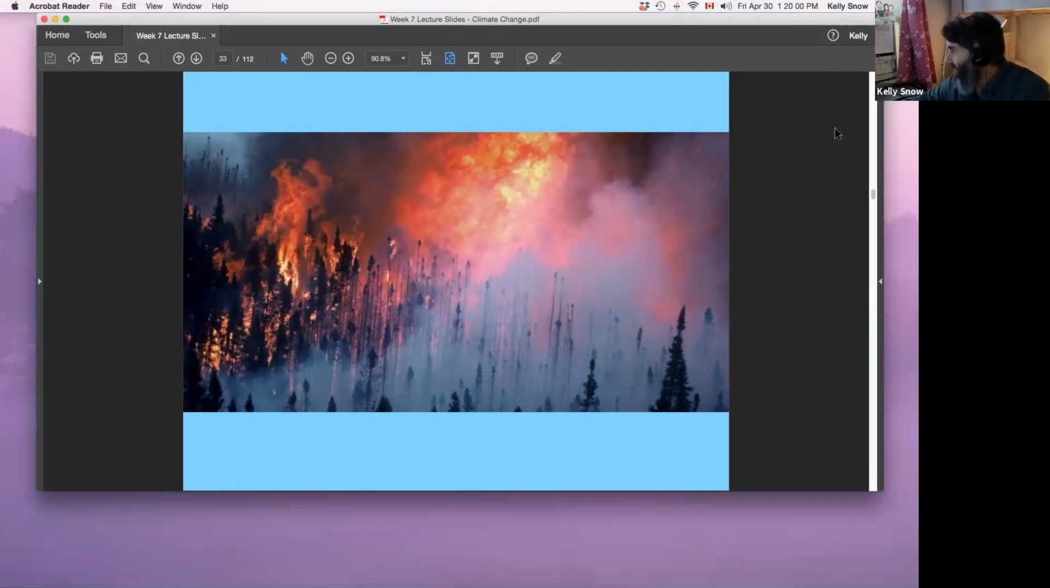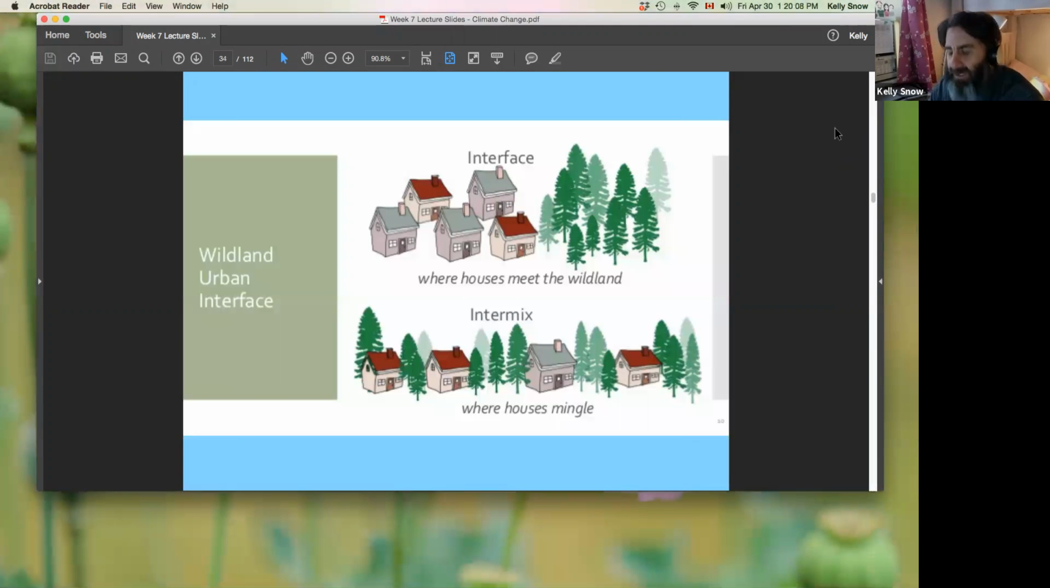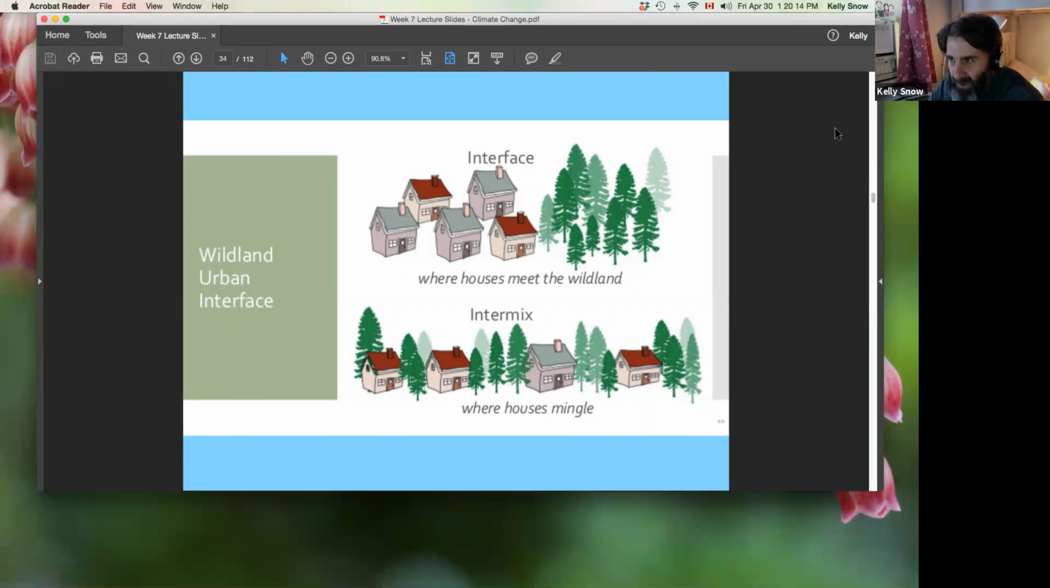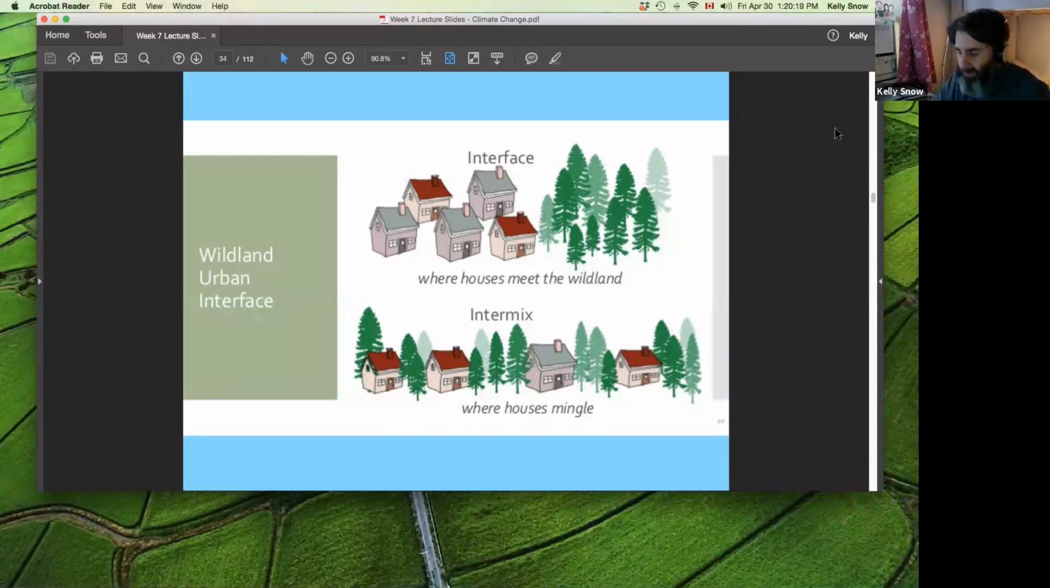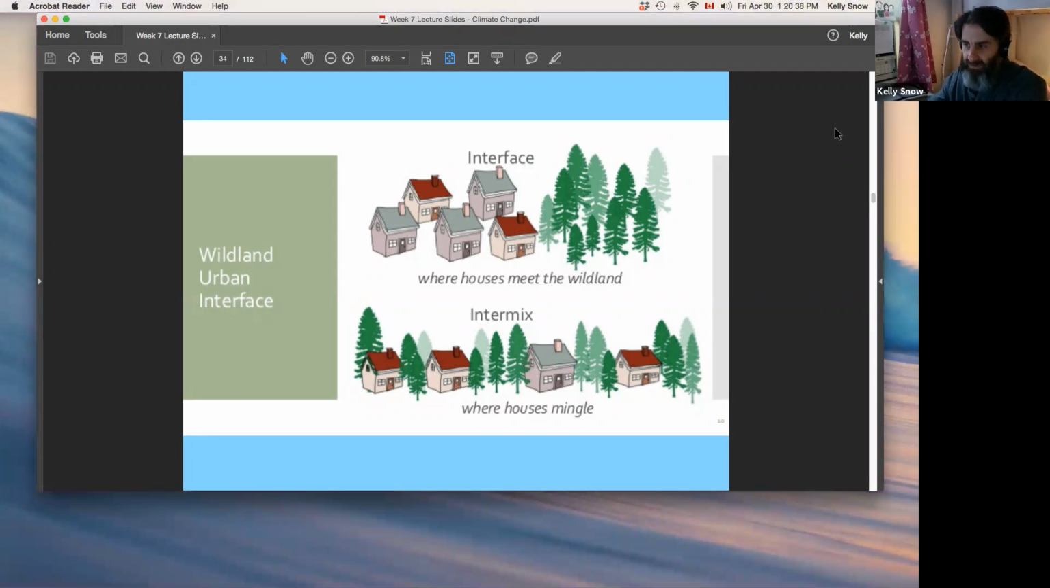Now, when we're planning our communities and planning for climate change, it's important to keep in mind what we call the interface and the intermix. There's the wild urban interface, which is where the built form, or human-built communities, actually bump up against nature, or in this case, the boreal forest. And then there's an intermix where houses are right in the middle of it. So there's a difference, and you have to plan differently for each context.